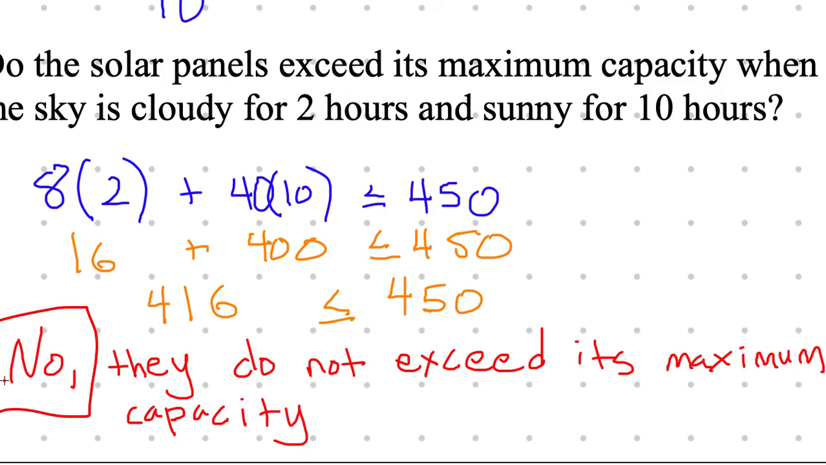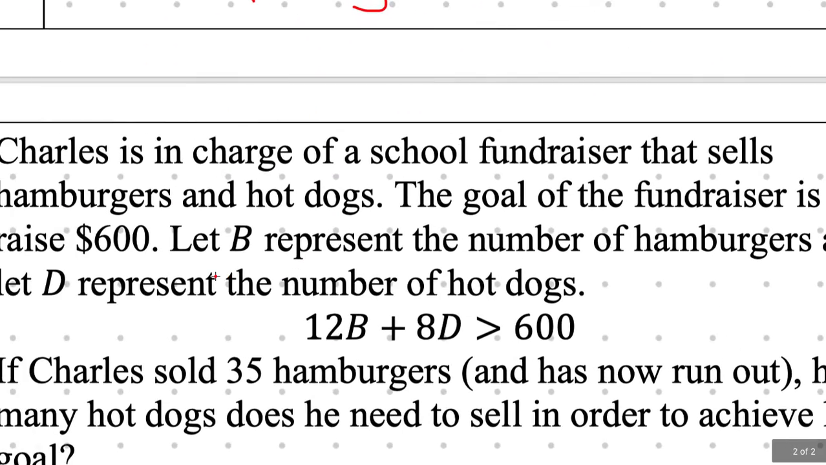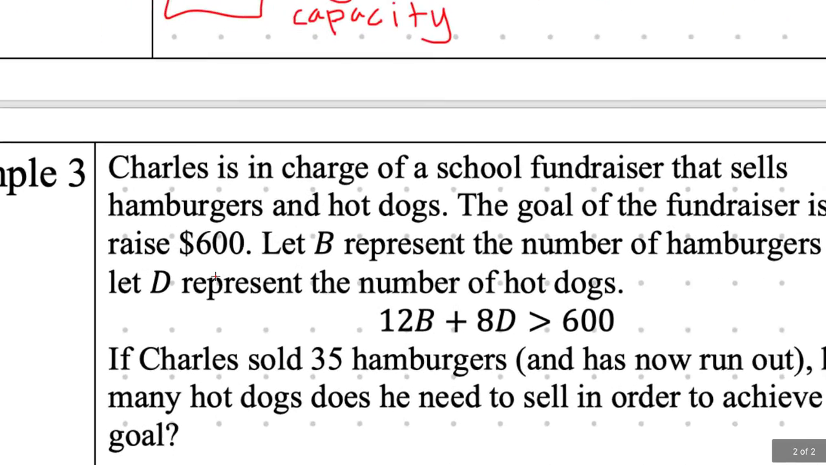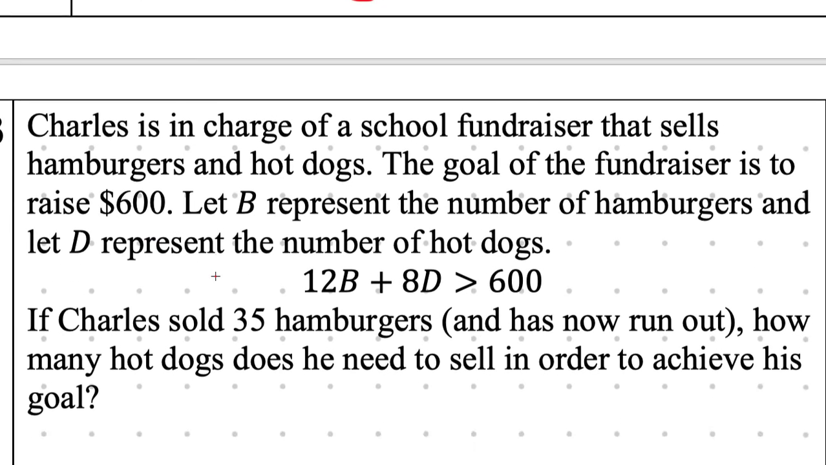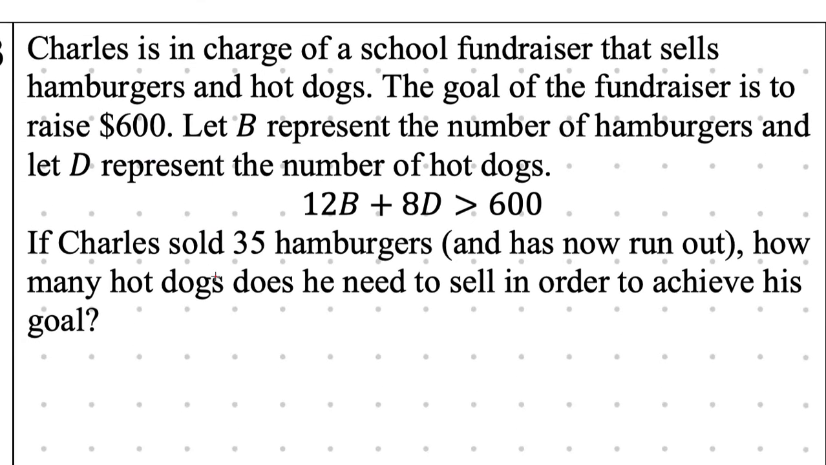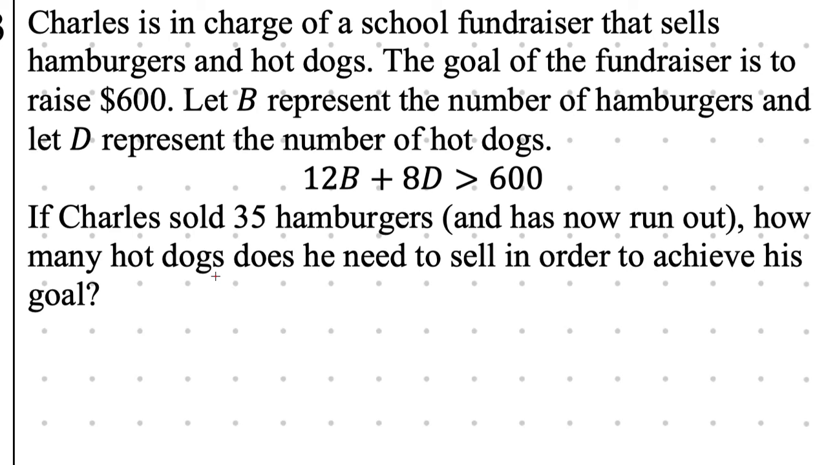All right, and then we're on to the backside. So, we're doing a fundraiser, it looks like, Charles. Who wants to read example number 3? Charles. All right, we'll give it to Charles. Charles is in charge of a school fundraiser that sells hamburgers and hot dogs. The goal of the fundraiser is to raise $600. Let B represent the number of hamburgers and let D represent the number of hot dogs.